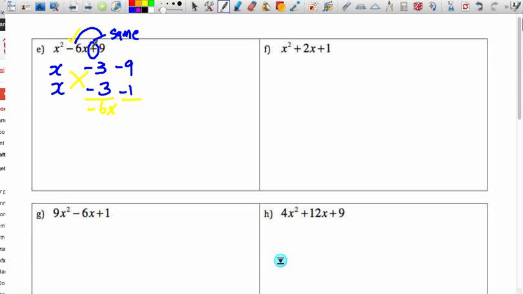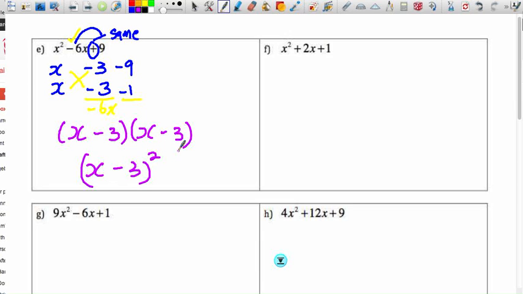And what you're going to see is our approach is exactly the same as any other trinomial. It's just our final result is a little bit special. And so what we end up with is x minus 3 times x minus 3, which could be written as x minus 3 all squared. And so again, the fact that it could be written like this, we don't really need to change our approach with a perfect square trinomial.